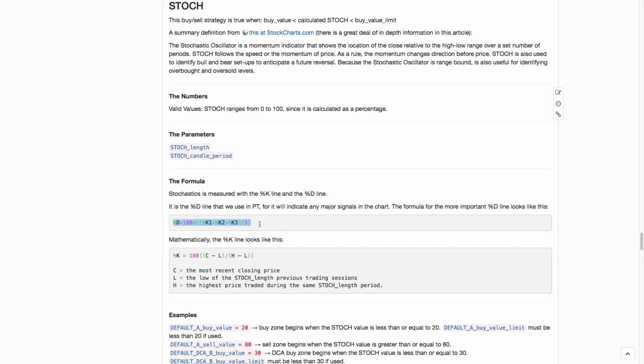The %D line is calculated as the moving average of the K line, typically over the prior 3 periods. That's how you get the D and K, and then we use the %D line for your particular value. So for your buy or your sell value, it's going to be taken off the %D line. So how do we visualize this?